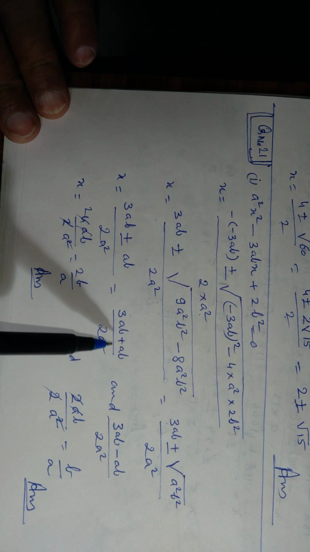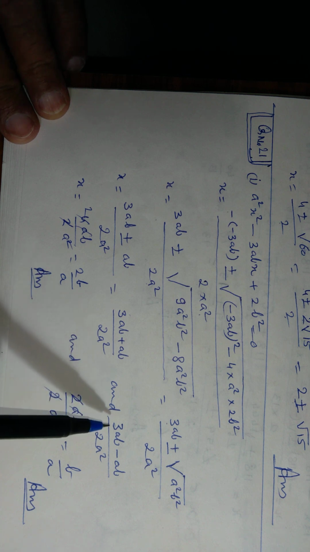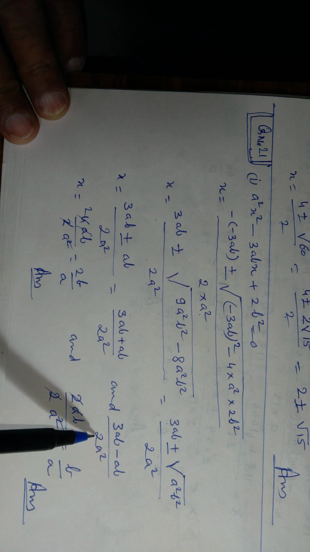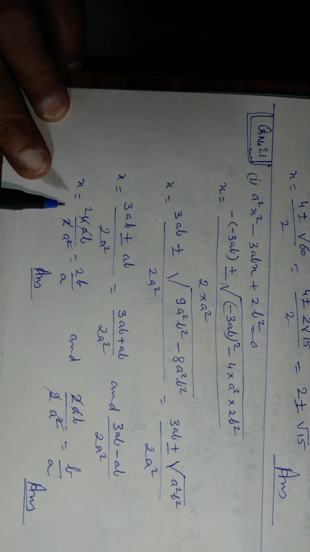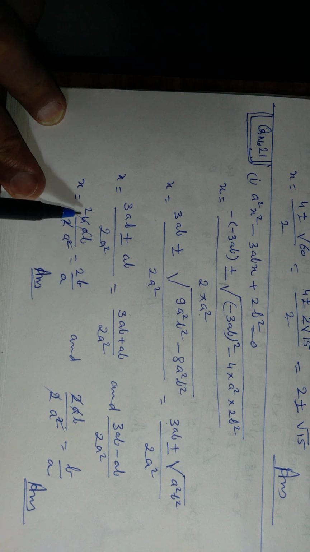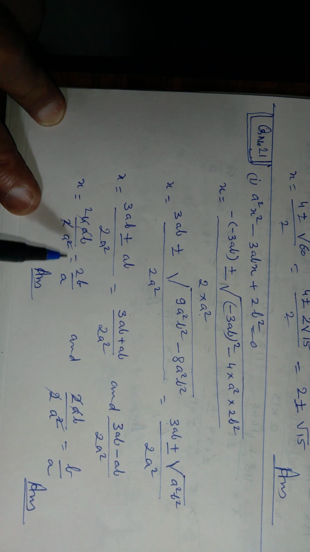So (3ab + ab) divided by 2a² and (3ab − ab) upon 2a². In one case, your answer is 4ab divided by 2a². So 4 and 2 will cancel, and it will become 2. A will cancel with the square of the a in the denominator part, so it will become 2b upon a.